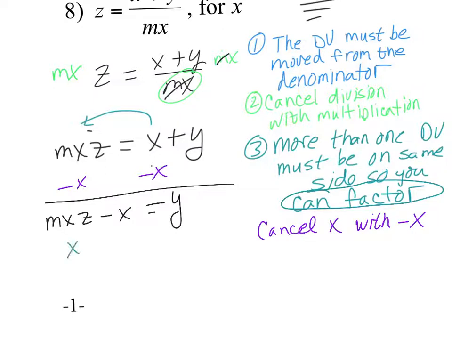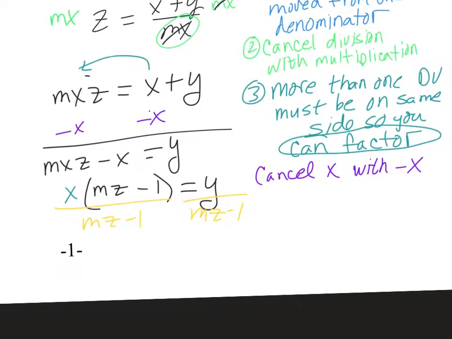So now I'm going to take that x. If I factored that x out of the mxz, that's going to leave me with mz. And if I factor the x out of here, x divided by x is just going to leave me with a minus 1. I'm going to divide both sides by mz minus 1.